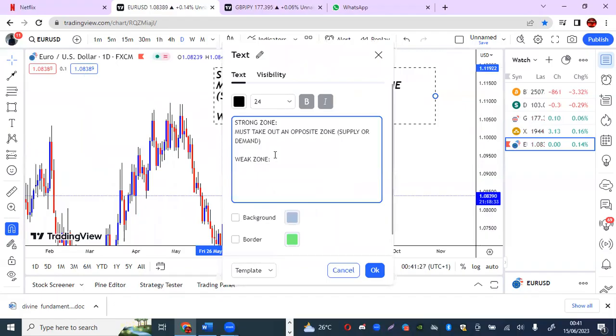A weak zone: no opposite zone, supply or demand, taken out.